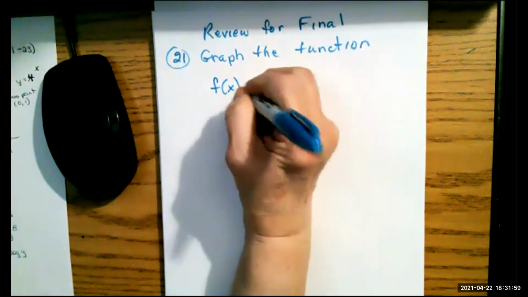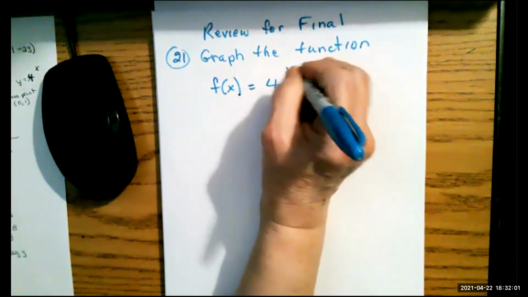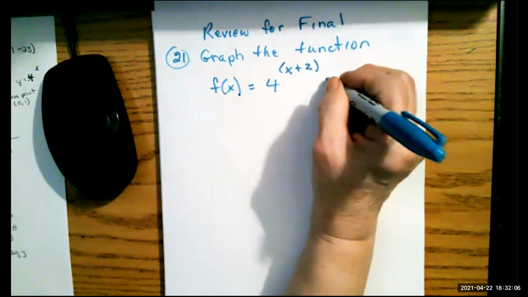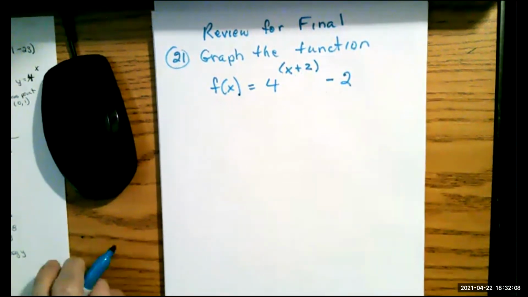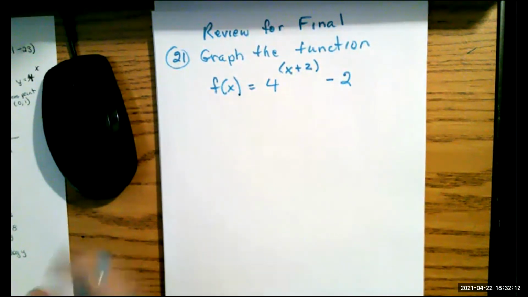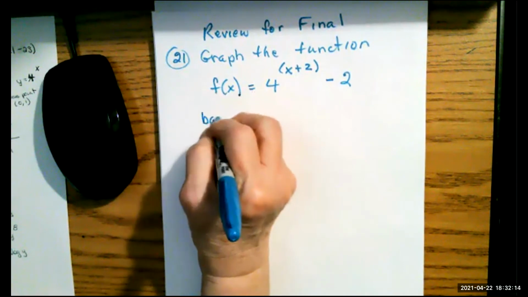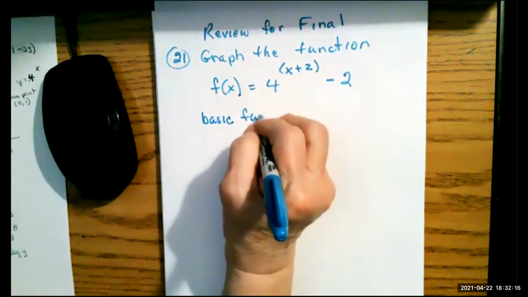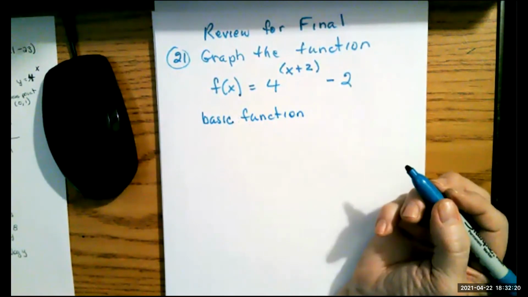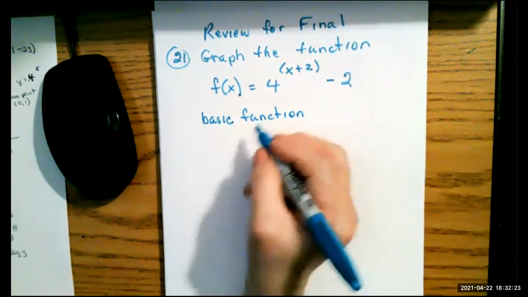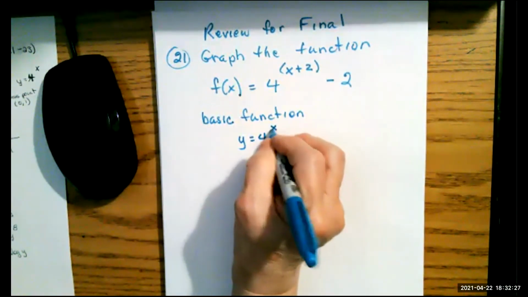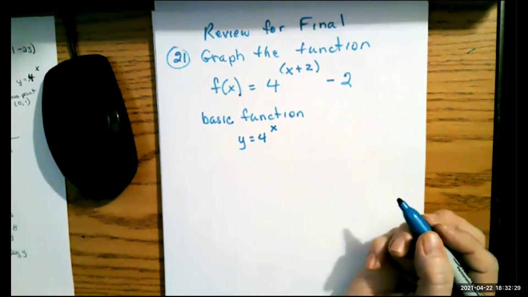The function is f of x equals 4 to the x plus 2. And they actually did put a parenthesis around this x plus 2. Sometimes they leave it open there and don't put a parenthesis around it, but it's still a group. They want to know what the basic function is. So what is our basic function on this one? Y equals 4, and it'll have the x already in there. So 4 to the x.